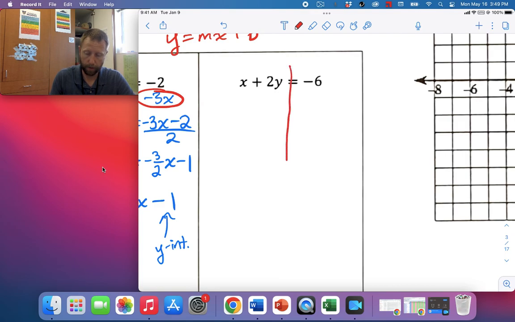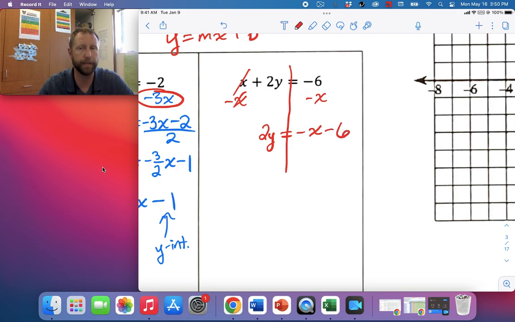So draw my wall. And just like I did on the other problem, I'm going to get rid of the x term first. So I'm going to subtract x from both sides. x minus x is 0. I'm left with 2y equals, and again, I'm going to put that x term first. I'm going to put that minus x first, and then bring down the negative 6, just because that's how slope-intercept form is.